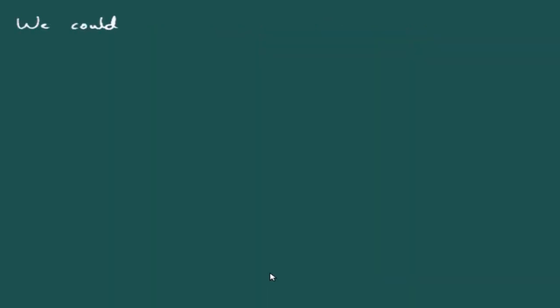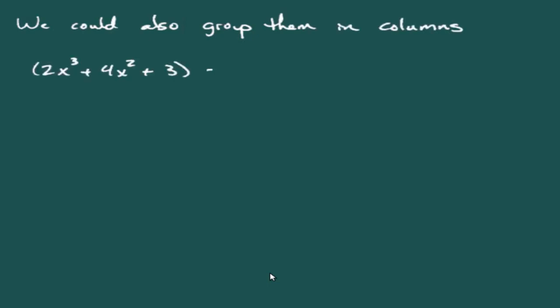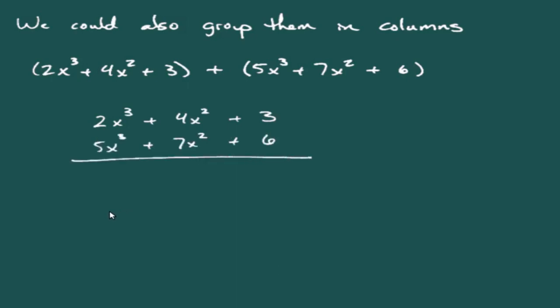Now, to hammer home this idea that I'm really just treating the powers like placeholders, I could group these things into columns as well, so it looks more like I'm just doing my usual arithmetic. So if I've got my 2x cubed plus 4x squared plus 3 plus my 5x cubed plus 7x squared plus 6, well, I can line the powers up into columns. So I can write out my 2x cubed plus 4x squared plus 3, and then I'm writing the terms from the second polynomial directly under the terms that match the powers.